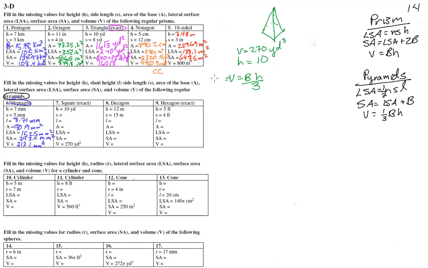So this is 270. So we're going to times by 3. So we get 810 equals the base times the height, which is 10. Divide by that, and the base is 81. Oh, that's too easy. We now have a square, and the area is 81. That means we're at a 9 by 9. The side length is 9 yards, and the area of the base is 81 yards squared. That was too easy.